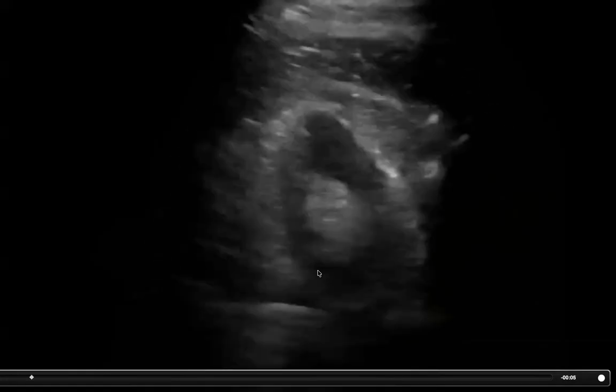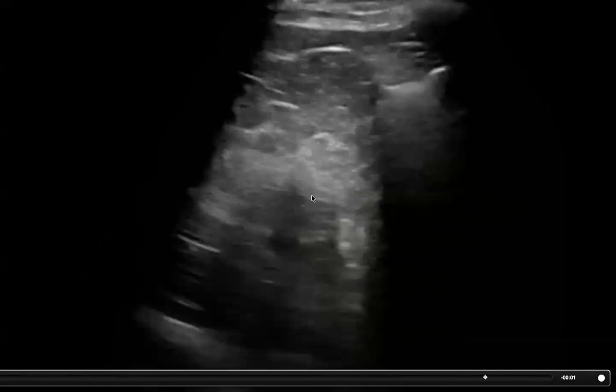And here's yet another clip seeing that kidney in the short axis, and we're fanning through completely. And I'm not seeing any obvious hydro within that white center.